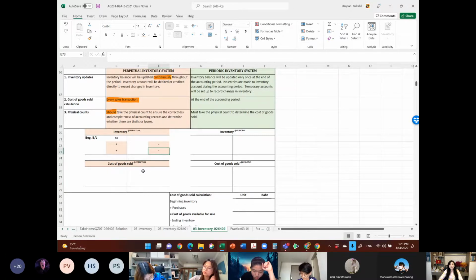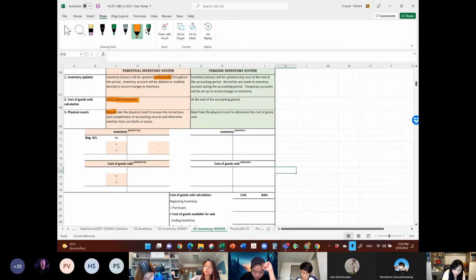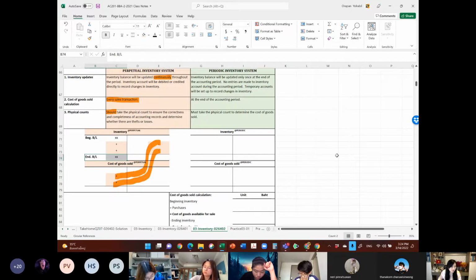And if this is because you sell the products, the cost of goods sold must be recorded right away. The cost of goods sold must be recorded at the time of the sale. Now, at the end of the period, you can then determine the balance of the inventory. Even though you know the balance of the inventory at the end, still you should take the physical count just to make sure that you have what you think you have.